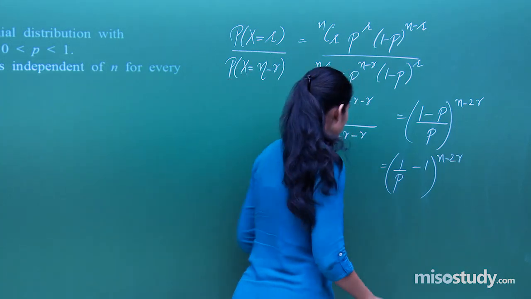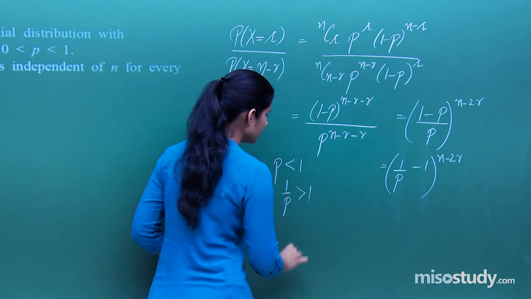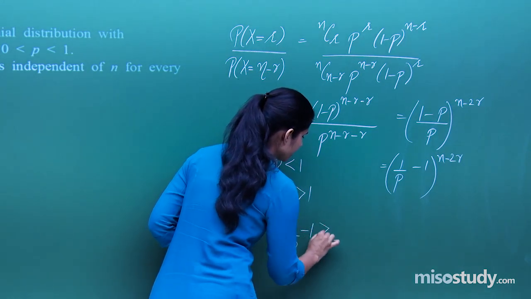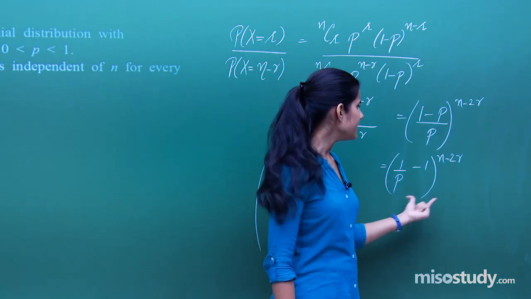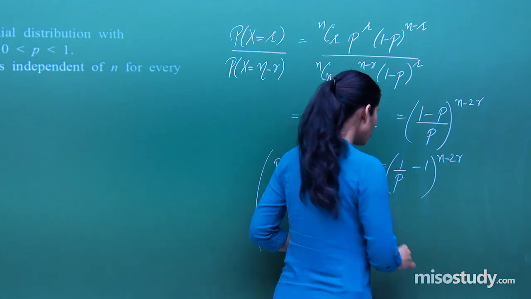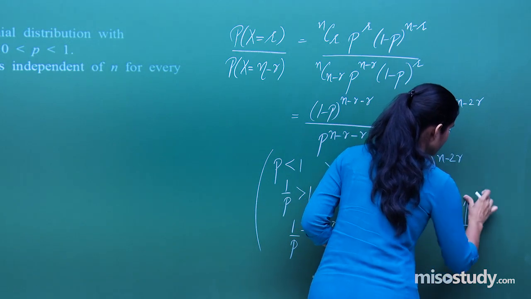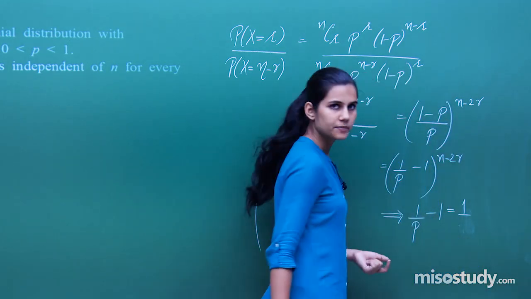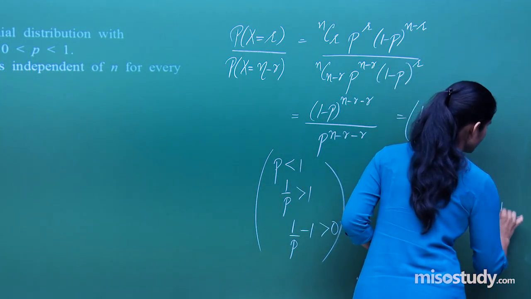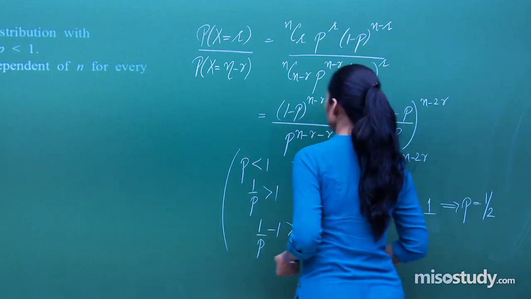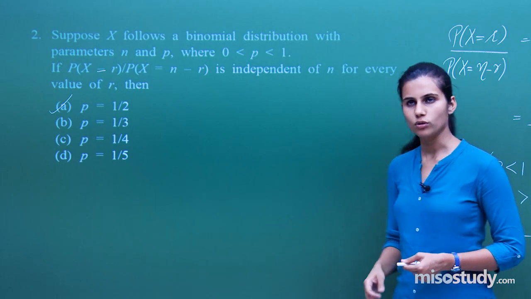Now, you know that this term is positive. Why? Because p is less than 1. So, 1 by p is greater than 1. So, 1 by p minus 1 is greater than 0. If this term is positive and it is given that it is independent of n, very clearly the only thing that can be possible is, if it is positive and independent of n, that means it is equal to 1. If it is equal to 1, this means 1 by p is 2, or p is 1 by 2. So it is for p equals half that this particular situation holds.